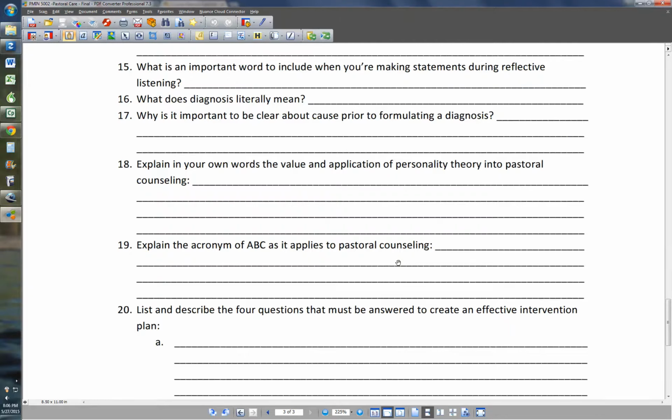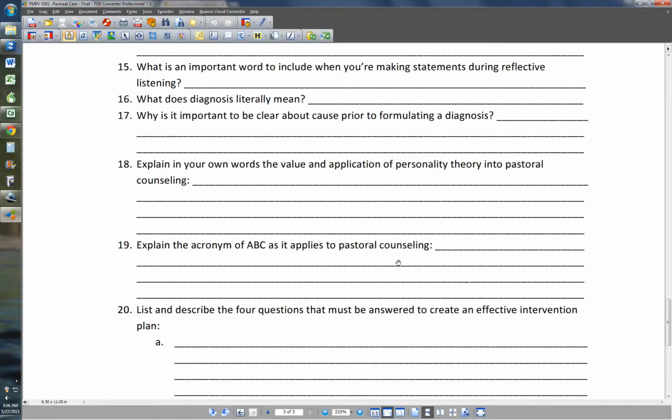Okay. Number 15, what is an important word to include when you're making statements during reflective listening? The you part. You. So you seem to be enjoying this final review, right? So you're trying to make statements instead of questions, and you want to start with the word you more often. You don't want to start with I think, because then it's too aggressive, too assertive. It's more fluid if you say you seem to be enjoying this pretty good, that kind of thing.